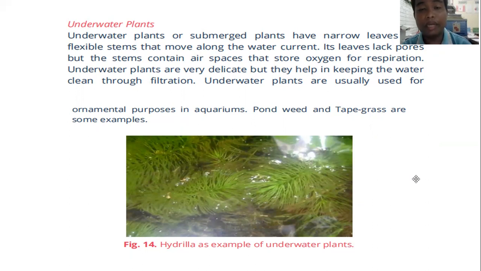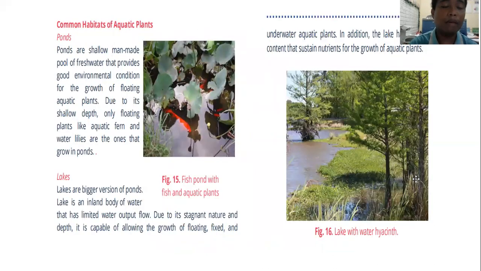Underwater plants are usually used for ornamental purposes in aquariums. Pondweed and tape grass are some examples. So, as I said, this kind of aquatic plants, itong mga underwater plants, yung mga nagkuha ng aquarium nagabutang sila og this kind of aquatic plants, to maintain and to help the water clean for the fish nga naa dito ginabutang.